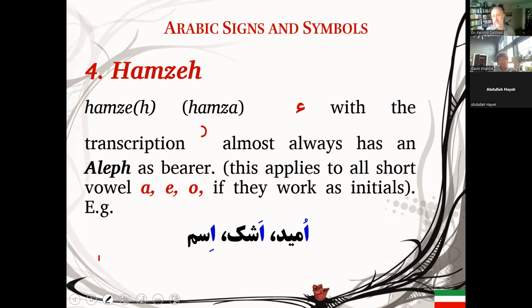Instead of that, we are using the short vowels. O, A, E. Devin, could you read these three words, please? Okay. Omid, ashk, esm. Amazing. Perfect. So Omid is hope, but it's also a male's name. Ash is the tear, and Esm is the noun.